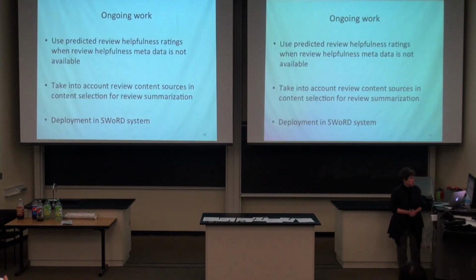So what we're now working on is we'd like to combine the first part of the talk with the second part. So instead of using the gold standard helpfulness ratings, we'd like to see if we could predict the helpfulness ratings and replicate these summarization experiments. Would it be robust under those conditions? We'd also like to use some of the advances we made in the helpfulness predictions, such as distinguishing between content sources.